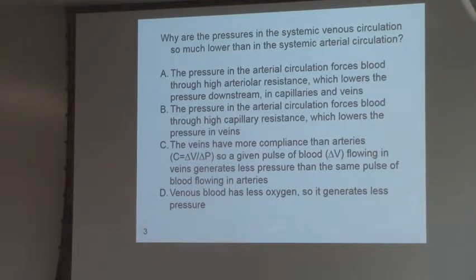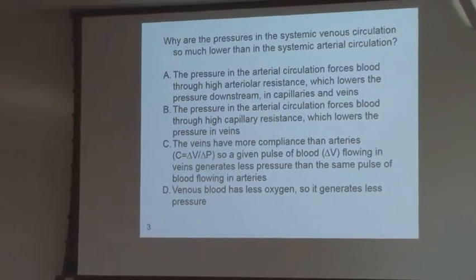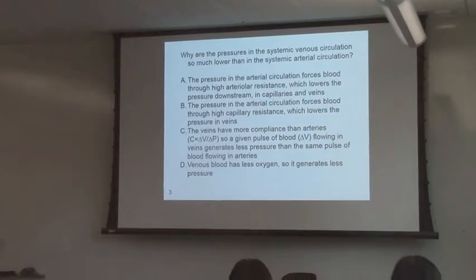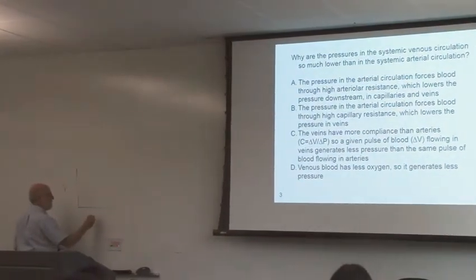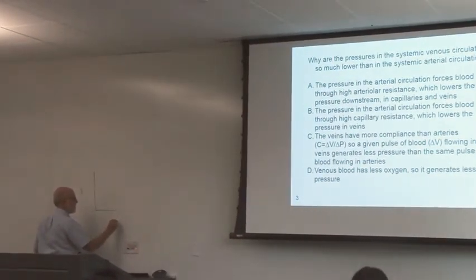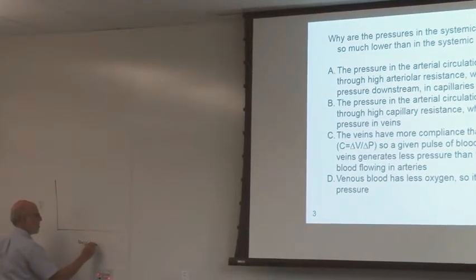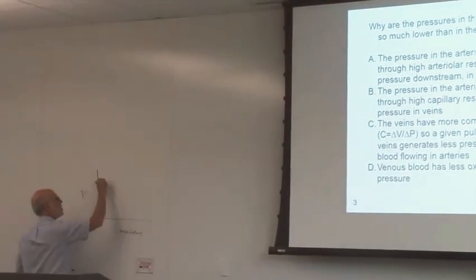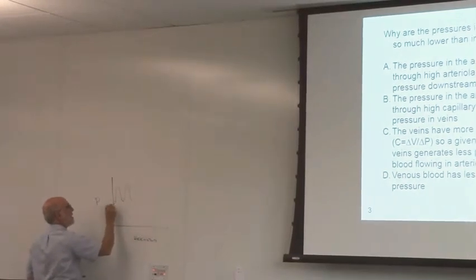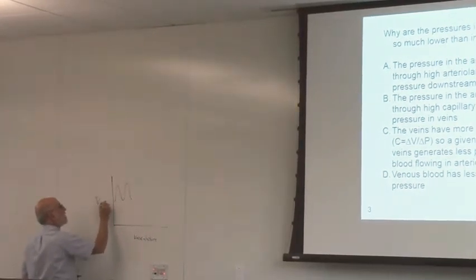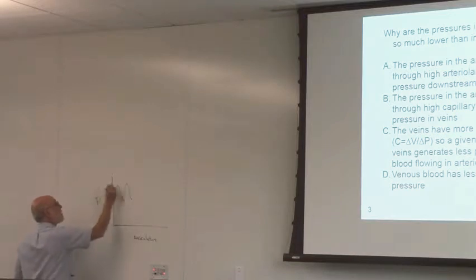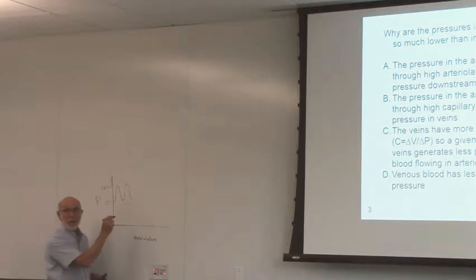I'm thinking of a graph that is plotting pressure as a function of different parts of the vasculature. And remember, the pressure is oscillating between a diastolic pressure of 80 and a systolic pressure of 120, for example, in arteries.